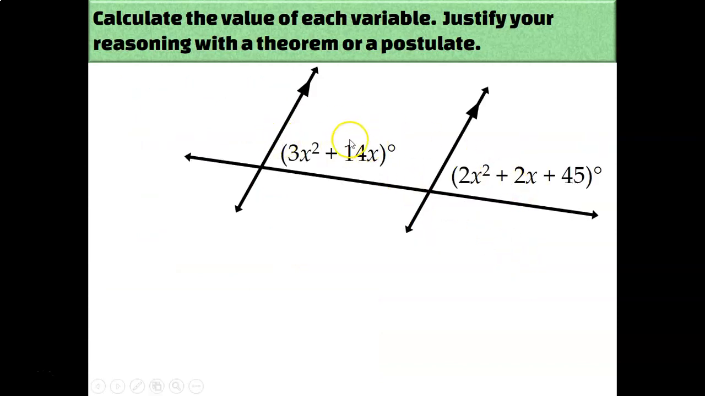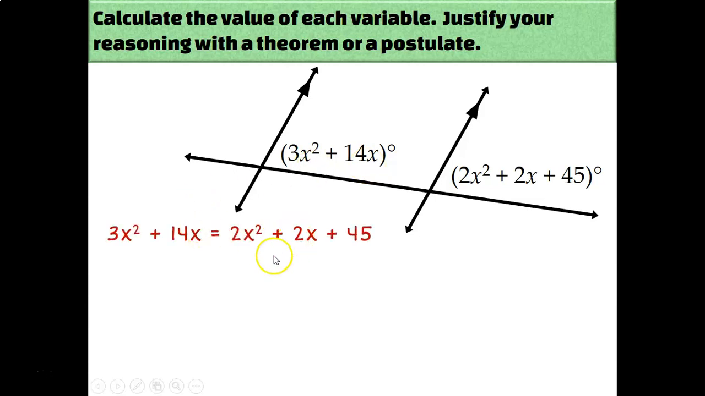This time, what kind of pair of angles do we have? They are corresponding. They're both in the top right-hand corner out of the 4 angles that get created by the intersection of the lines. So these are both corresponding angles, and we know that corresponding angles are congruent. So to write this as an equation, I will set these 2 quantities equal to each other.